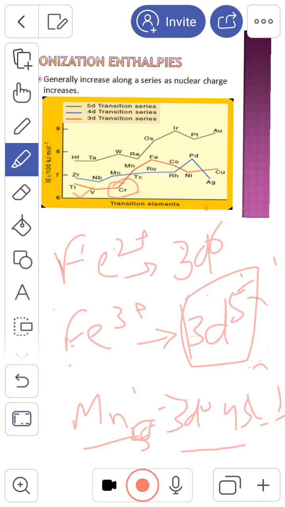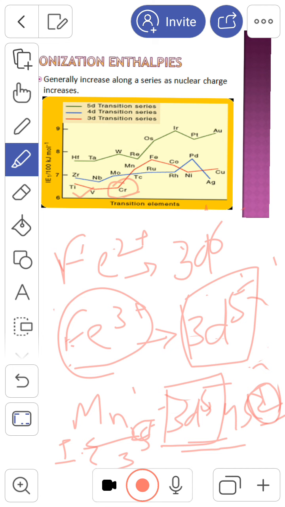But in the case of manganese, if we remove these 2 electrons from 4s, we are left with 3d5 configuration, which is exactly half-filled and stable. And for removing the third electron from the 3d orbital, we require more energy. That's why manganese has higher third ionization enthalpy than iron, Fe3+.